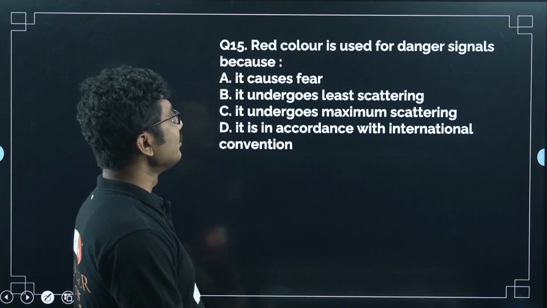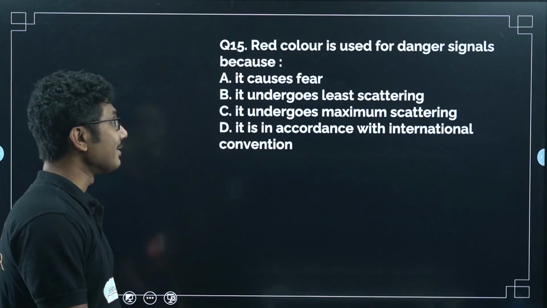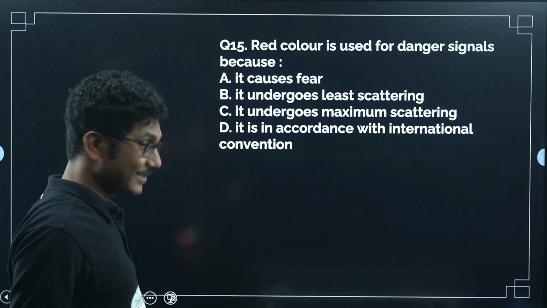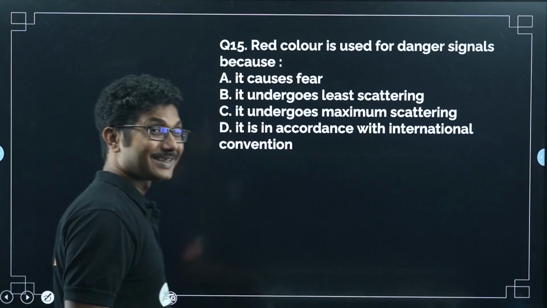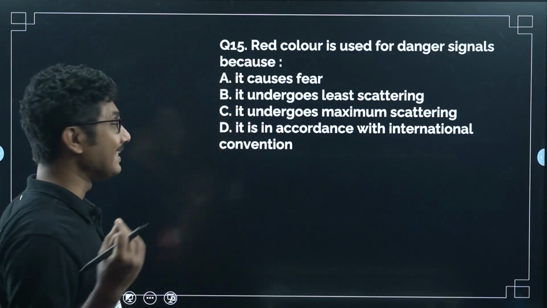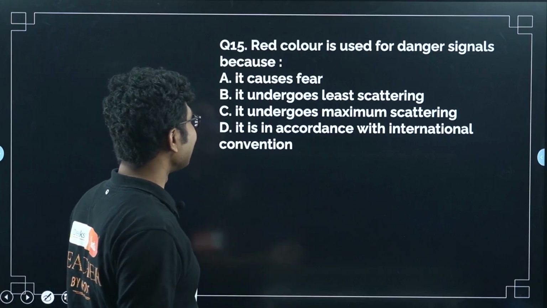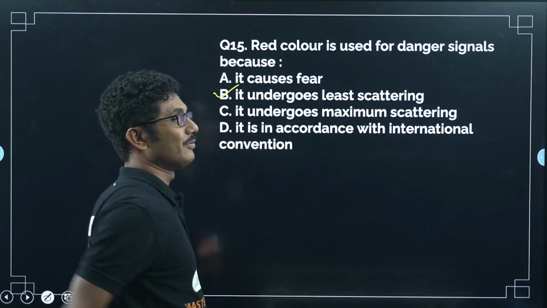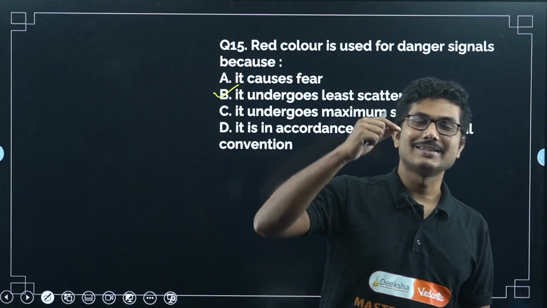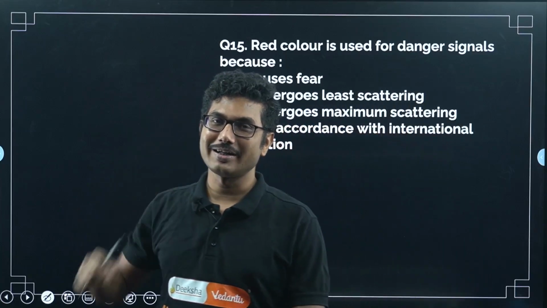Red color is used for danger signals. Another easy question. Is it because it causes fear? Red is the color of blood, so some people might think that it causes fear. No, it undergoes least scattering, so that you can see the red signal from a very far distance as well.